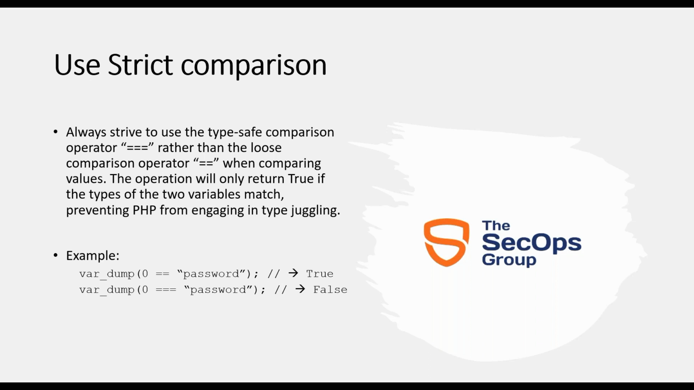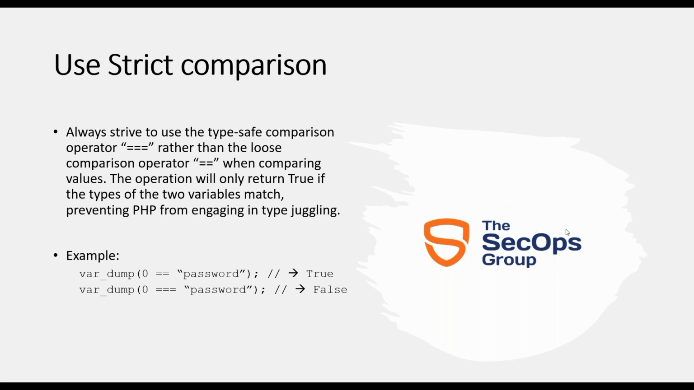Rather than using the loose comparison, we should always use a strict comparison, which will be noted as a triple equal, which can also be called a type safe comparison. So you can see in the example that we are comparing the same string, the 0, telling the result true, but when we are using the strict comparison, we are getting the right answer, that password is not equal to 0.